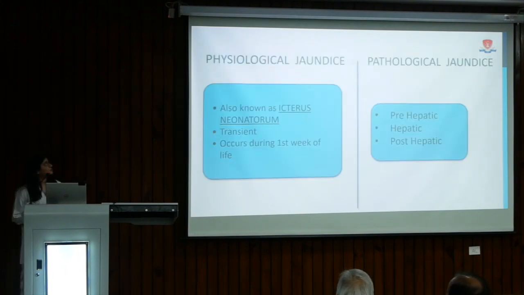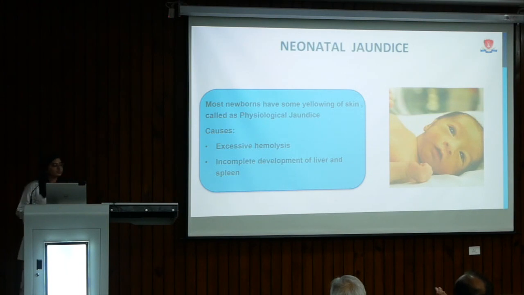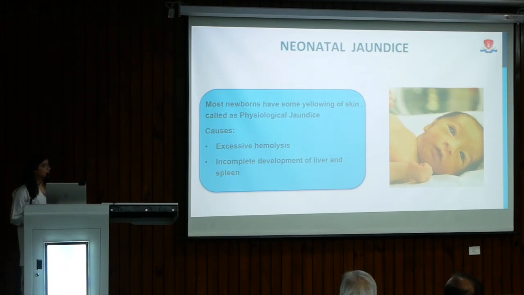A quick introduction to both physiological and pathological jaundice. Physiological jaundice, which is also known as icterus neonatorum, is usually transient and occurs during the first week of life in neonates. Whereas pathological jaundice can be categorized into three types: prehepatic, hepatic, and posthepatic. Neonatal jaundice. Now, most newborns have some yellowish discoloration of skin, sclera, and mucous membranes, which is known as physiological jaundice, the causes for which might be excessive hemolysis and incomplete development of liver and spleen.